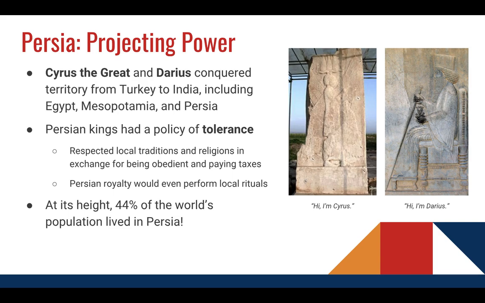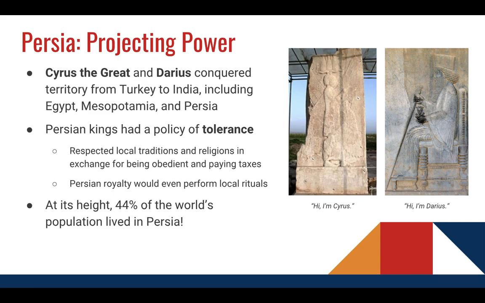Of course, Persia did project its power. It had quite a strong military. It began expanding under a guy named Cyrus the Great. And then later, one of his grandsons or great-grandsons, I can't remember how far apart they were, a guy named Darius, he continues conquering the territory of basically everything from Turkey in the west to India in the east. And that included Egypt and Mesopotamia, and of course, the center of the empire in Persia, or what is now present-day Iran.